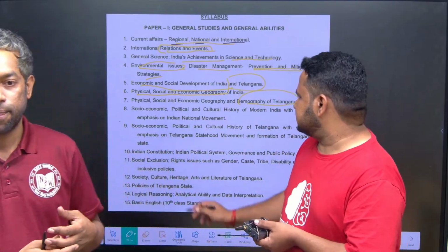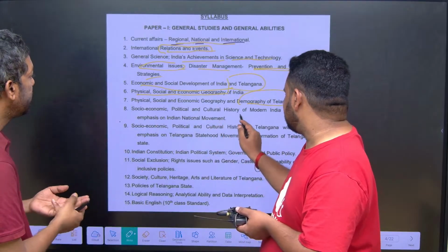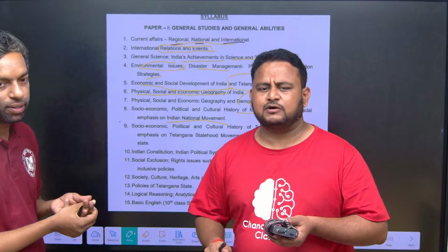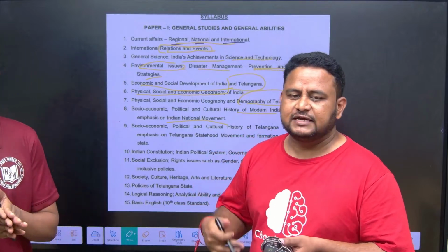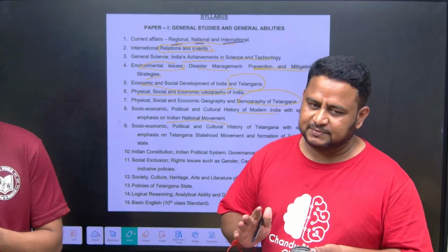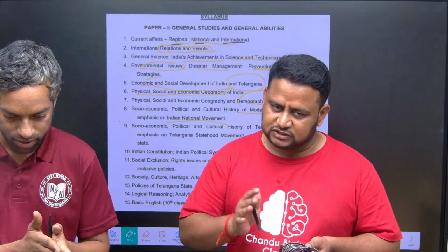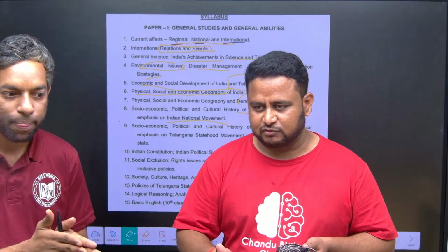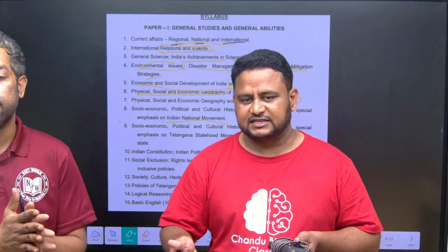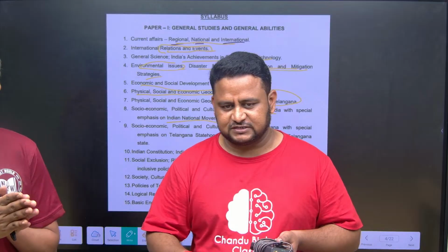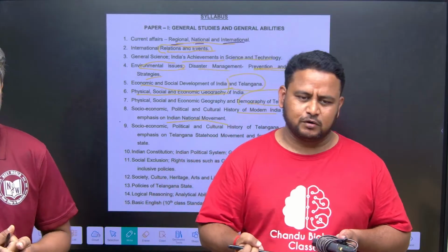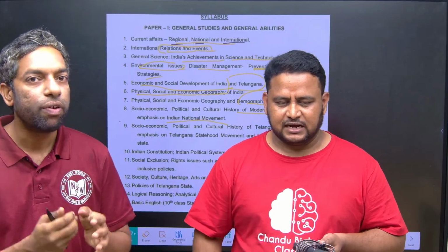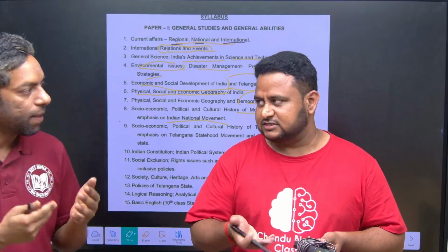Next is the socio-economic, political, cultural history of modern India with special emphasis on the Indian national movement. There cannot be a competitive exam without a question on the Indian national movement. That doesn't mean you have to start from the Indian national movement itself. You have to start from the social-religious reform movements, then the 1857 revolt, and post that, the Gandhian phase, moderate phase, extremist phase, and the most important movements: non-cooperation movement, civil disobedience movement, and Quit India movement. Even the Swadeshi movement, all these things are very important.